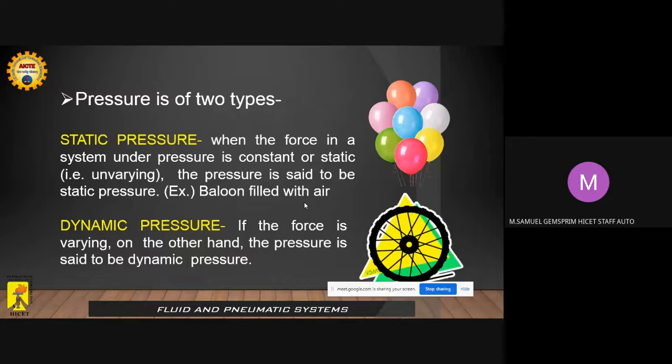And dynamic pressure is as shown in the animation, where we can see the wheel continuously rotating.